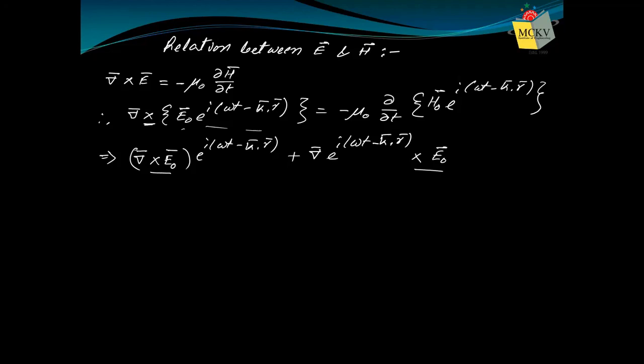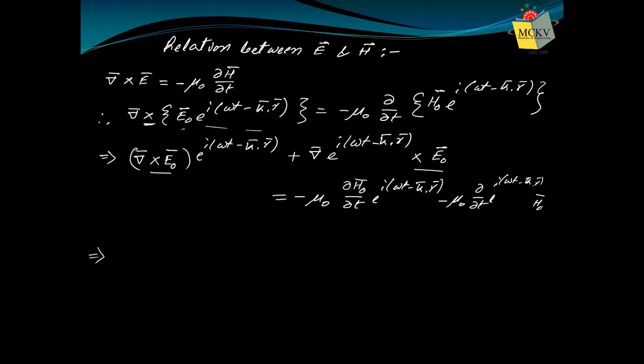This equals minus mu naught del t operating on H naught. So it will be del H naught del T, e to the power something remains constant, and del T operates on e to the power something, H naught remains constant. Done? Okay.